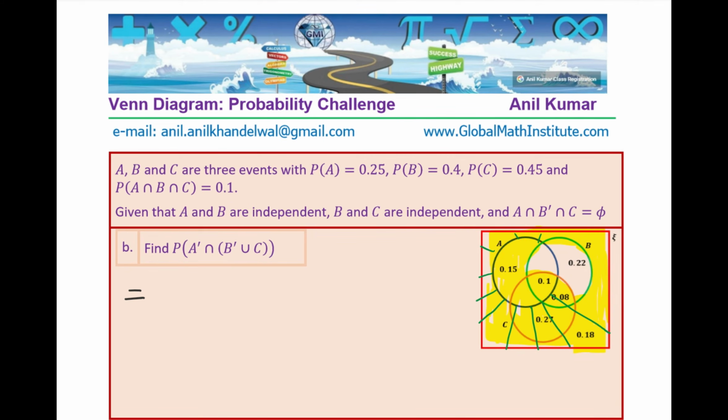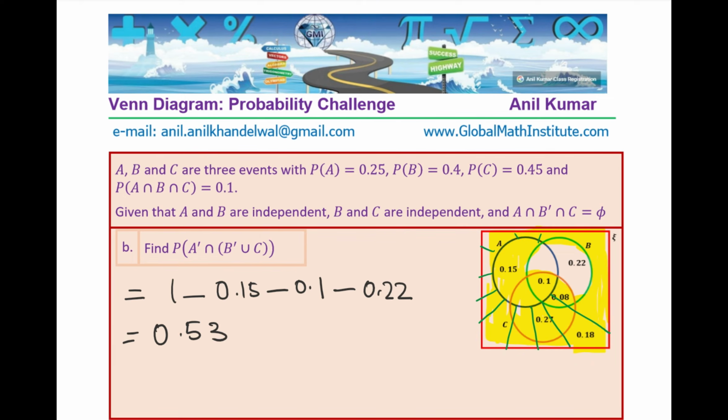So what we can do is 1 minus 0.15, take away 0.1, take away 0.22. Is that clear to you, right? So these are the three things which are not included, and that gives you the answer. So let's do it. So it is 1 minus 0.15 minus 0.1 minus 0.22, and that gives you 0.53.